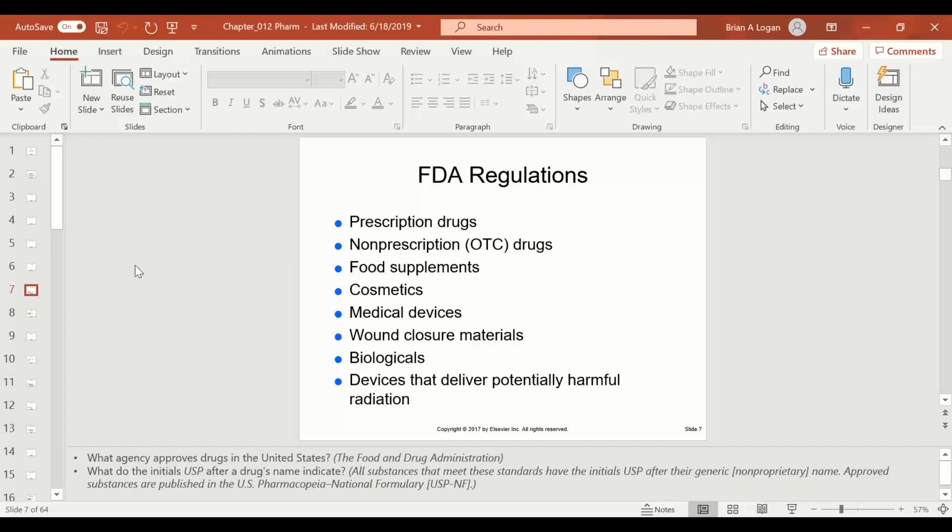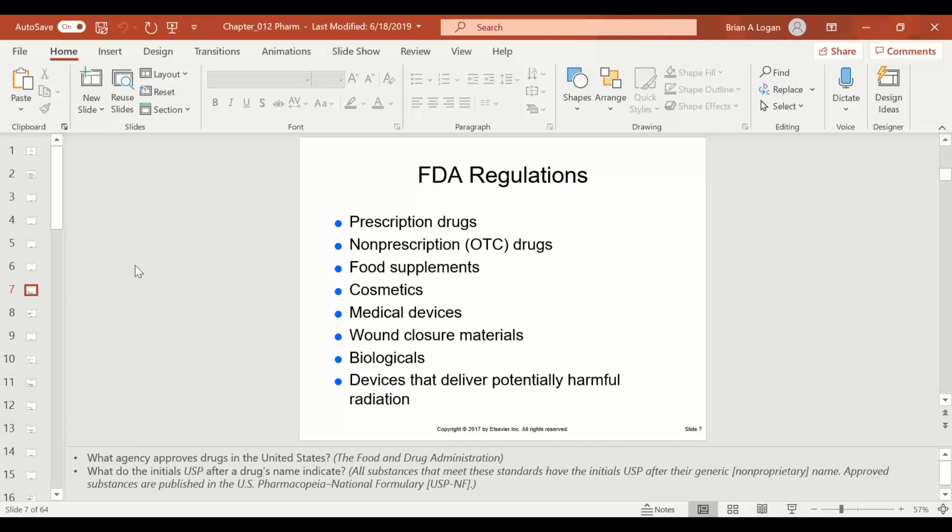The FDA has their own regulations. Their regulations also deal with the handling and things like that. But it's also more along the lines of whether it's safe for human use. Are there very specific precautions that have to be taken? You know, prescriptions, over the counters. Is it a food supplement?